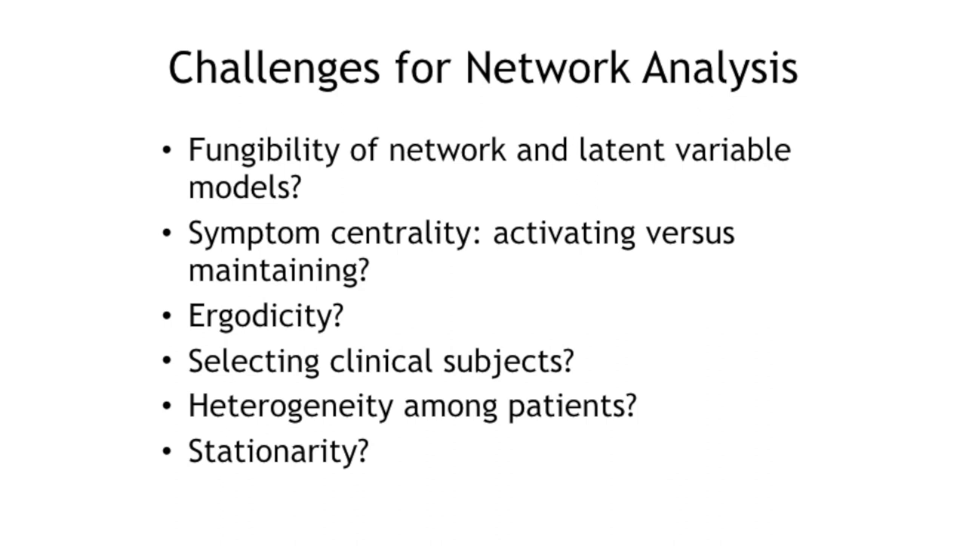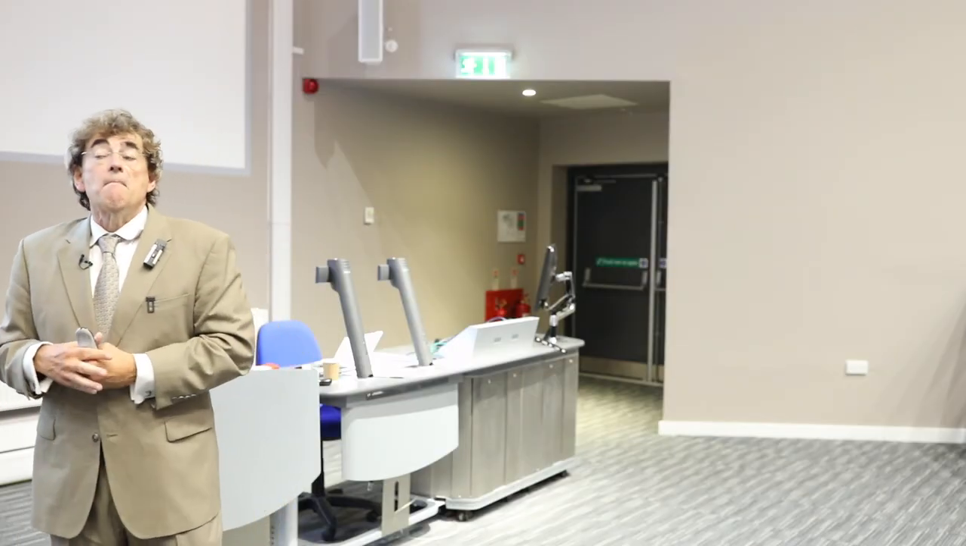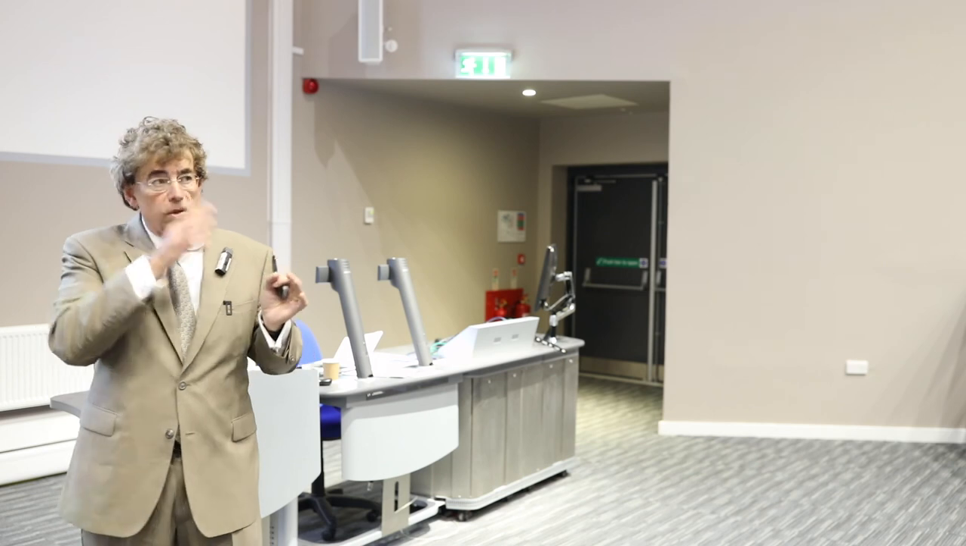Okay, now, this is about selecting clinical subjects, right? By that I mean, you have these problems. Let's suppose, for example, you are asking what the network structure of bipolar disorder or panic disorder is. And so you select people who meet the diagnosis, et cetera. Another way of doing this is looking at these symptoms in the whole population.